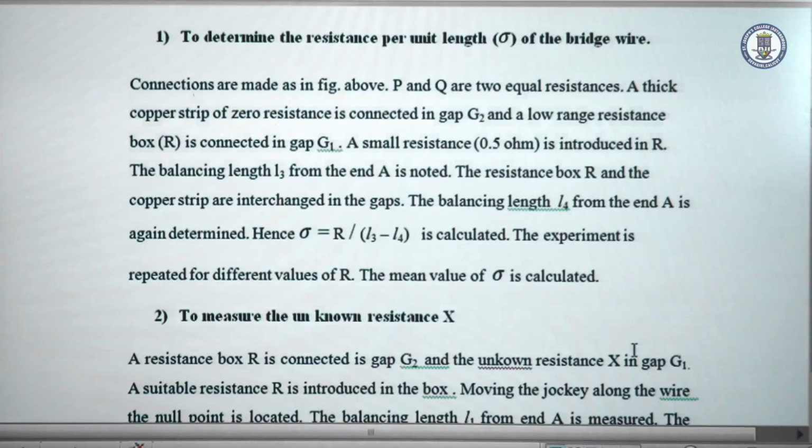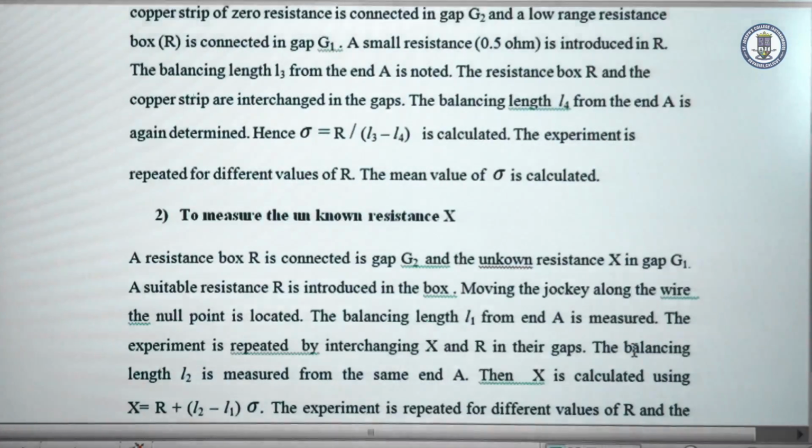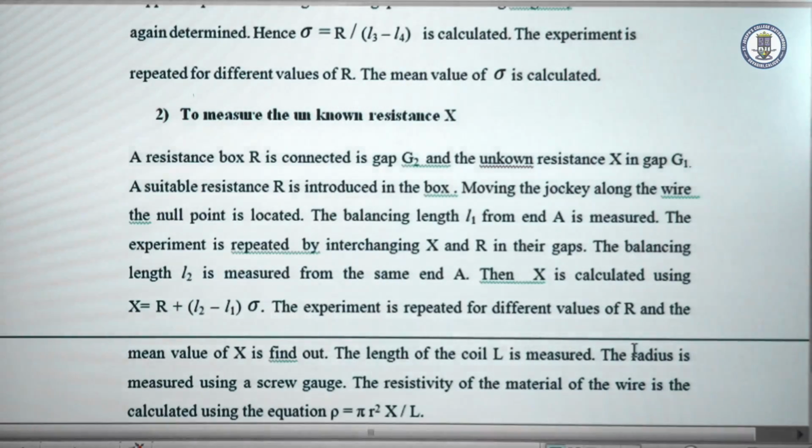That experiment can be repeated for different values of R. If we change R, L3 and L4 also change. So each time we calculate R by (L3 minus L4), then sigma is calculated and the mean value of sigma is taken. Now to determine the unknown resistance, the unknown resistance is connected in the gap G1 and a known resistance is connected in the gap G2.